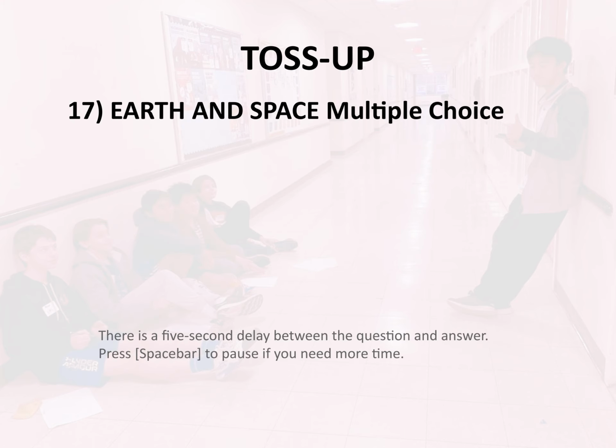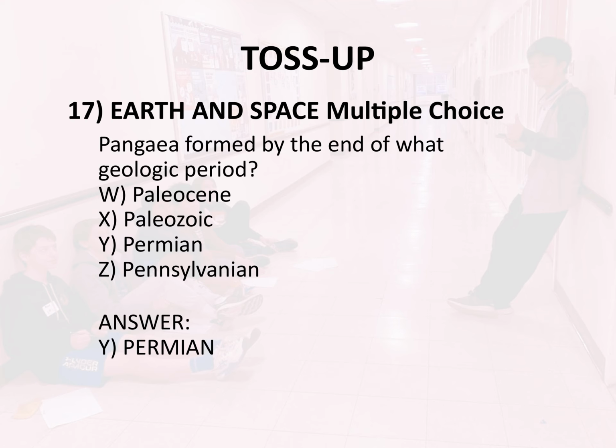Toss-up 17. Earth and space. Multiple choice. Pangaea formed by the end of what geologic period? W. Paleocene. X. Paleozoic. Y. Permian. Z. Pennsylvanian. Answer. Y. Permian.